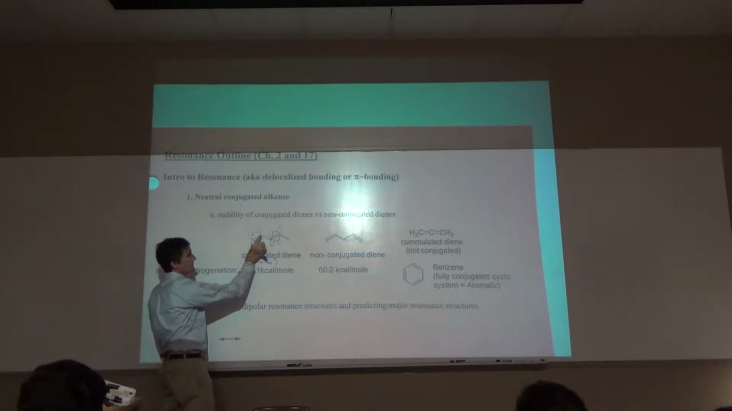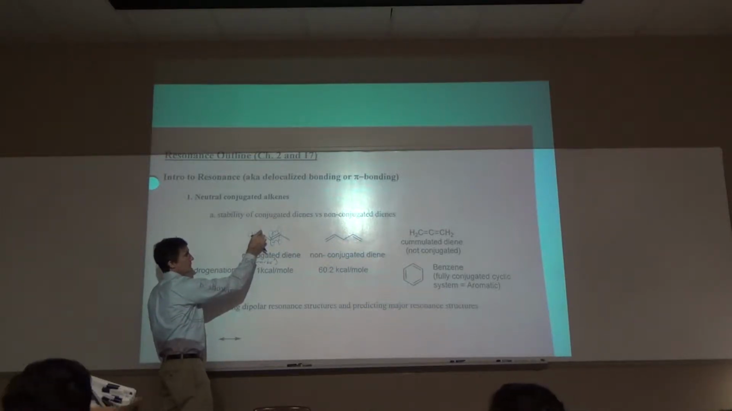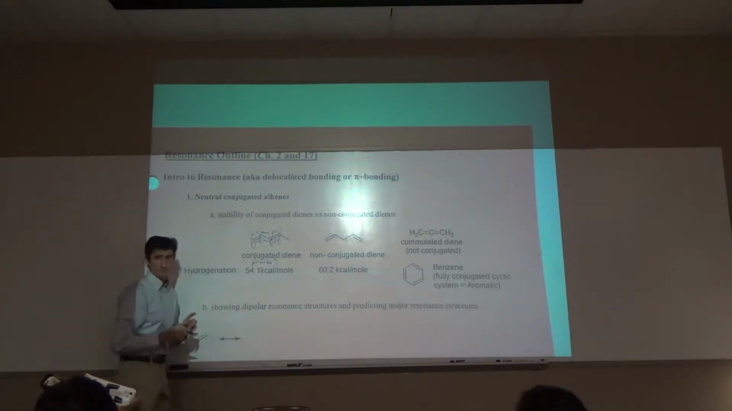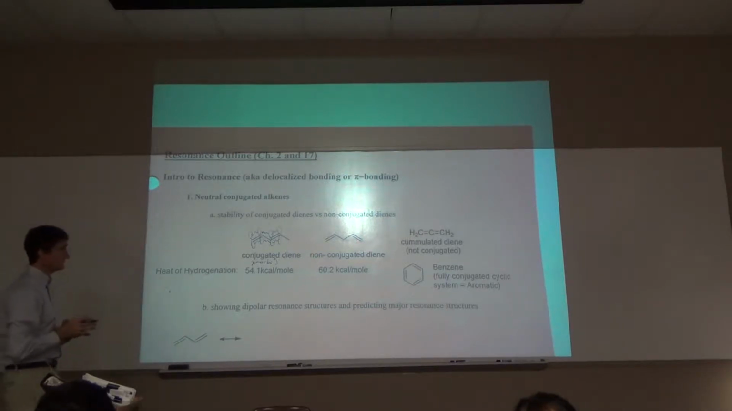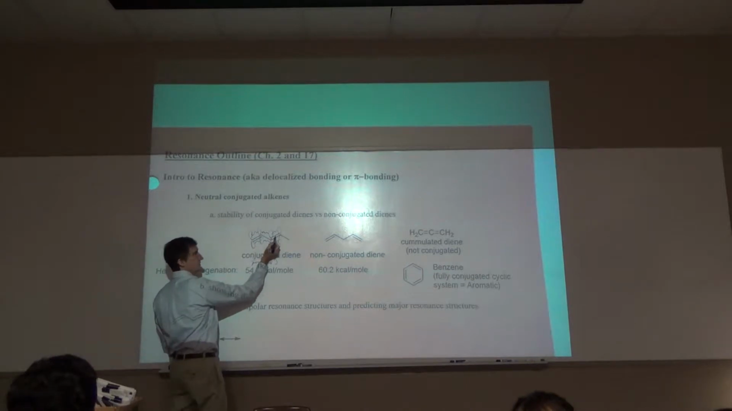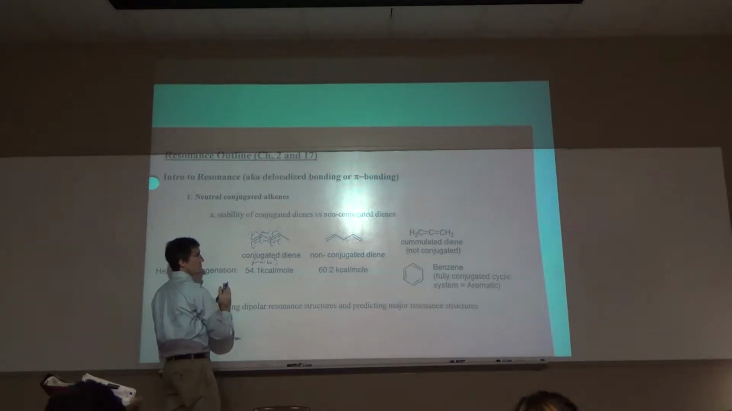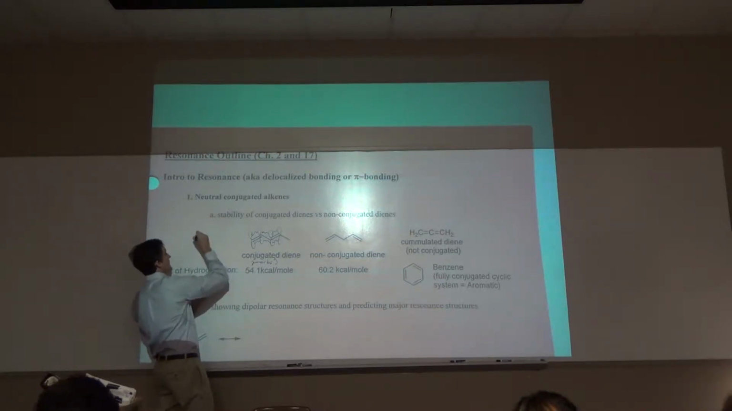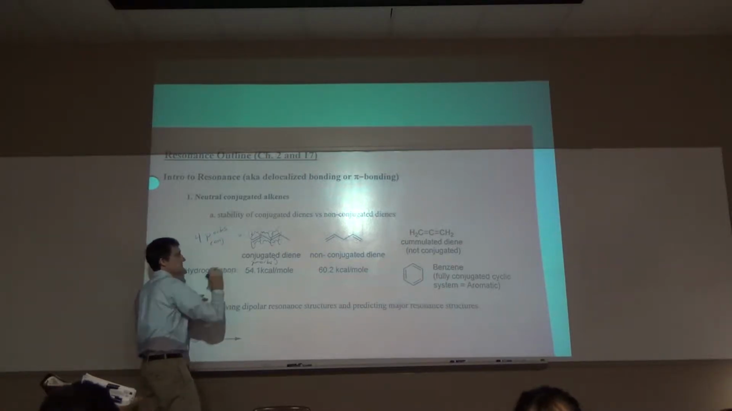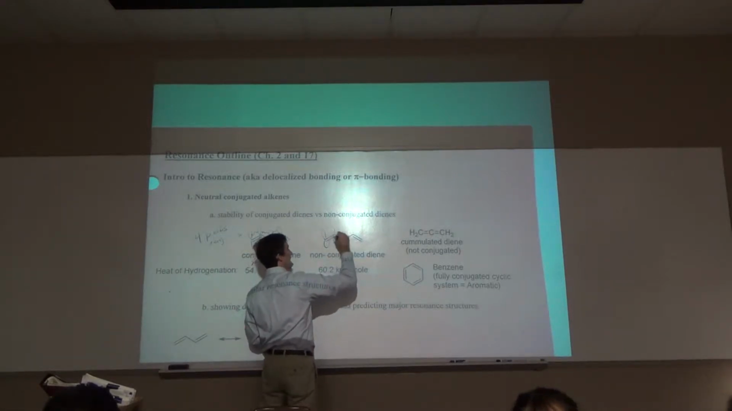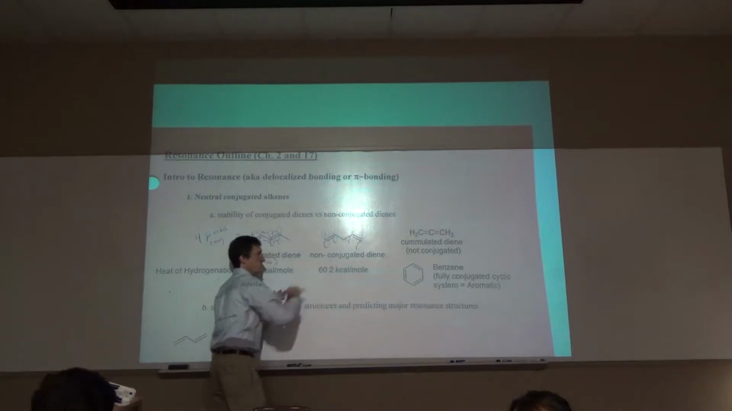But look at between carbons 2 and 3 here. Is there any overlap between those two p orbitals? And the answer is yes. And thus, the two alkenes are interacting with each other. They're conjugated with each other. We call this four p orbitals conjugated, meaning they're all lined up like toy soldiers. Over here, pi bond, pi bond, pi bond, pi bond. Are these two alkenes conjugated?